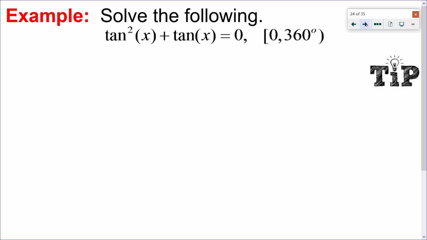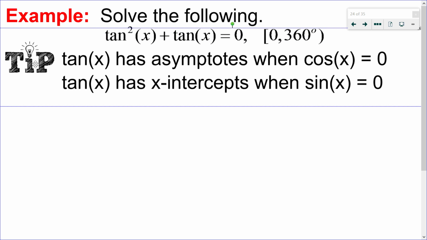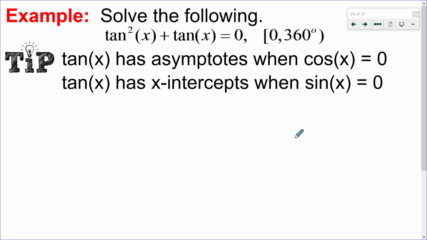Okay, let's go ahead and try this one here. Tan squared x plus tan x equals 0. We're looking for all the solutions between 0 and 360. Really important to note that tan has asymptotes when cosine equals 0, and it has x-intercepts when sine equals 0. So we have to state some restrictions. There are restrictions when cosine is equal to 0, which, dealing with degrees, is at 90 degrees and 270. So I know those can't be solutions.